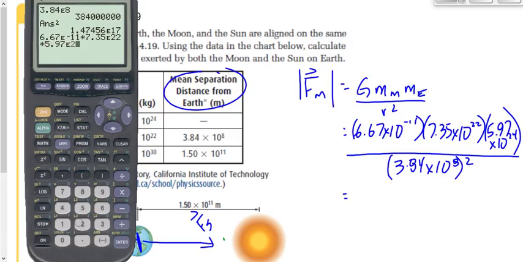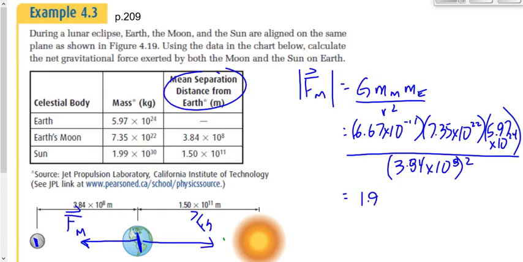Here's the mass of the Earth. Divide that by 3.84 squared, which I had already calculated. Oh, look at that force. The force of the Titanic on the iceberg was 61 newtons. The force of the moon on the Earth is 1.98 times 10 to the 20. Half done.